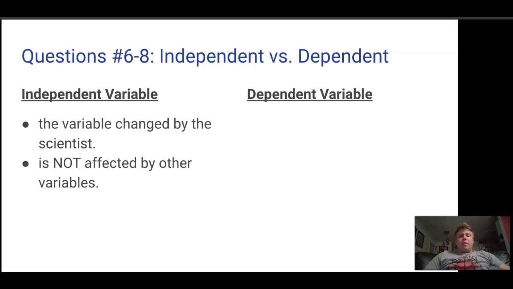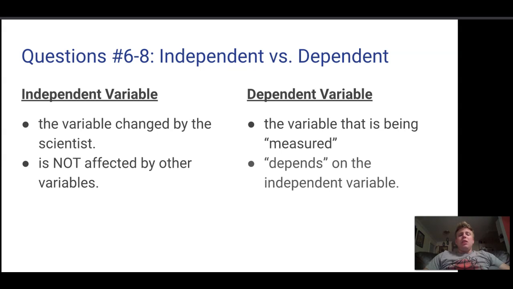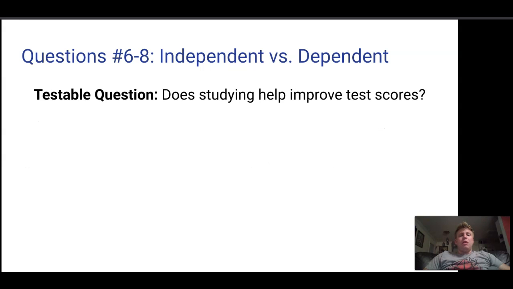The second type of variable is a dependent variable. This variable is the variable being measured in the experiment, and it depends on the independent variable. Its value depends. So the root word of dependent variable, depend, helps us remember this term. Now what we're going to do is take a look at a testable question, and identify the independent and the dependent variable.